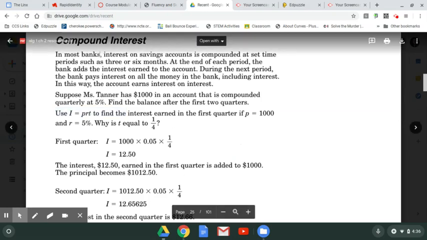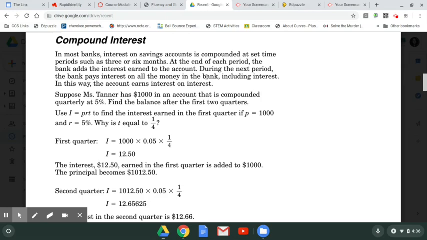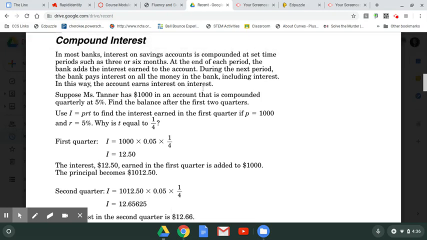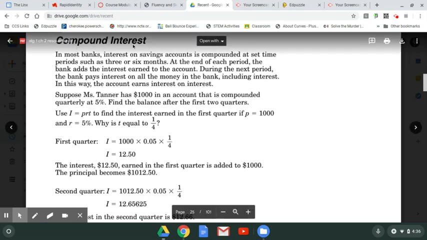Okay, in most banks, interest on saving accounts is compounded at a set time period, such as 3 or 6 months. At the end of each period, the bank adds the interest earned to the account. During the next period, the bank pays interest on all the money in the bank, including interest. In this way, the account earns interest on interest, and it's called compound interest.